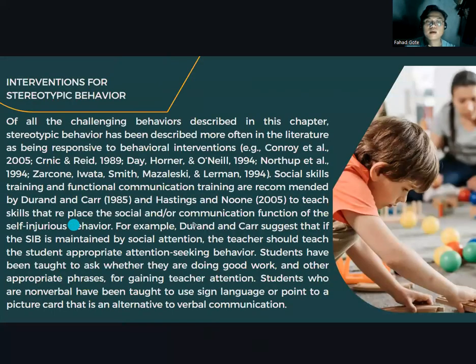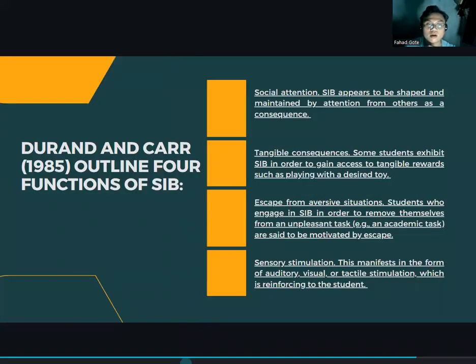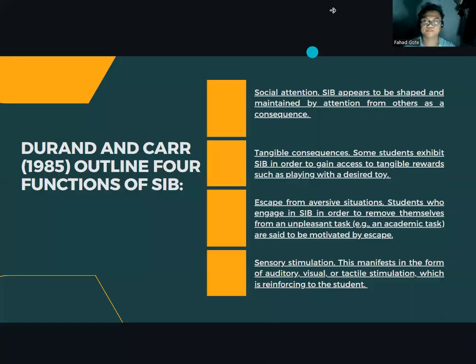Next, Durand and Carr in 1985 outlined the functions of SIB. First is social attention. SIB appears to be shaped and maintained by attention from others as a consequence. Second, tangible consequences. Some students exhibit SIB in order to gain access to tangible rewards, such as playing with a desired toy. Third, escape from adverse situations.